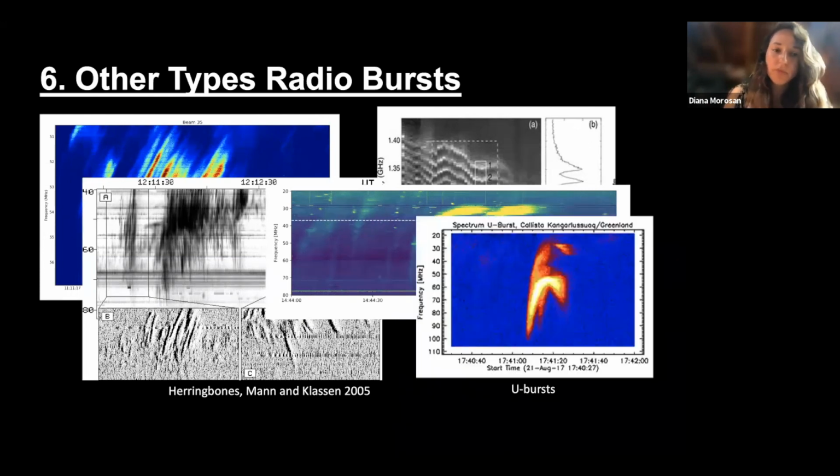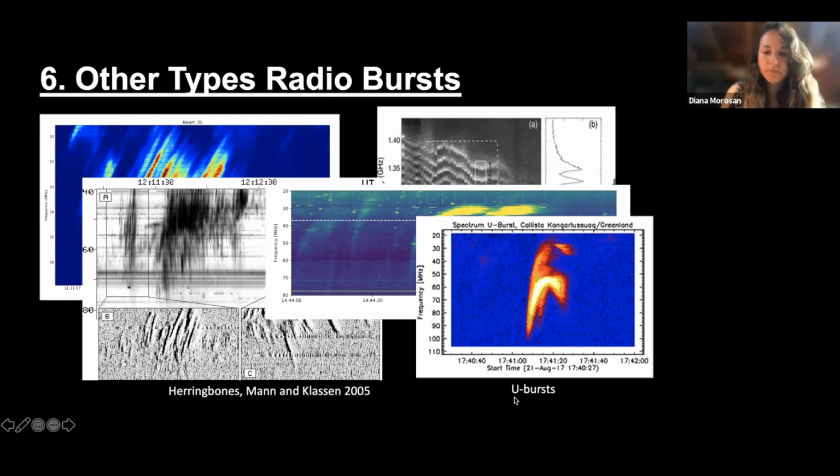But very rarely, we can also see something called a U burst, where we're also assuming it's a type 3 that propagates along the closed loop. We can see the emission going up, emission at the top of the loop, and emission going back down. But I think U bursts are quite rare. J bursts are more common, and the type 3, of course, are the most common.